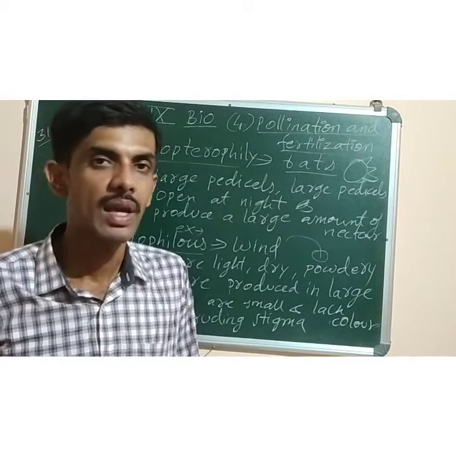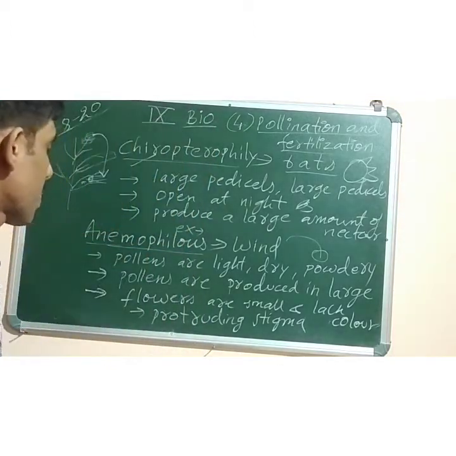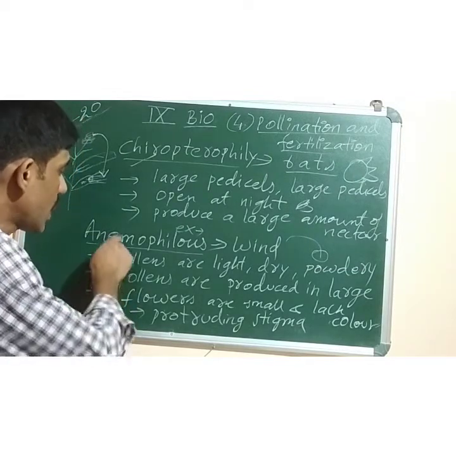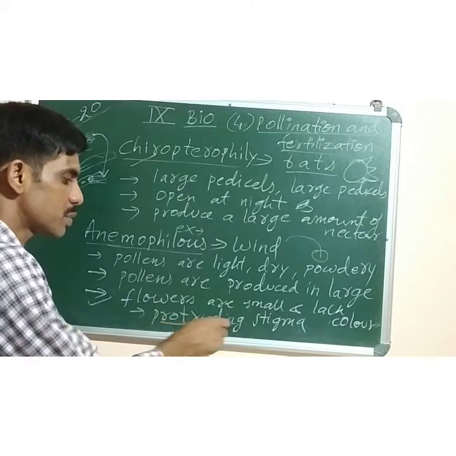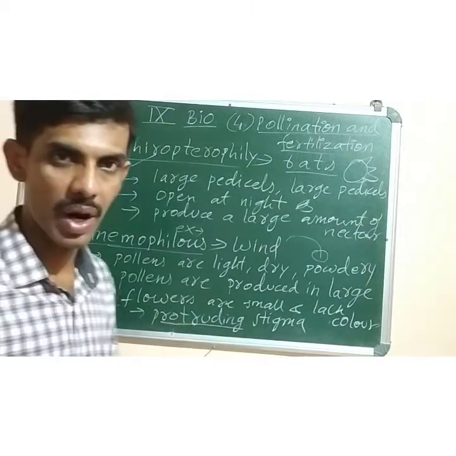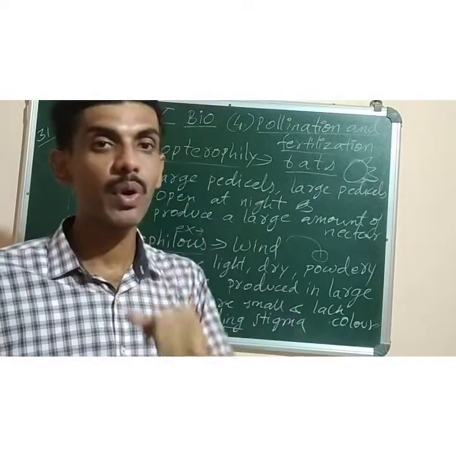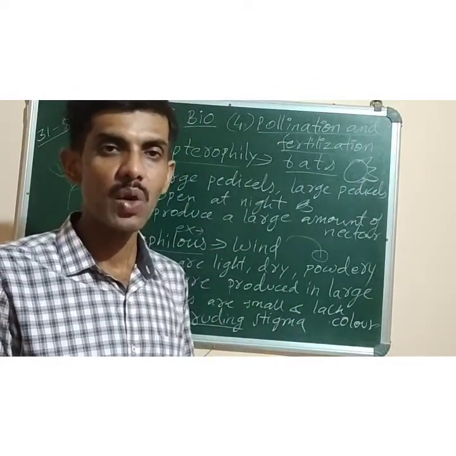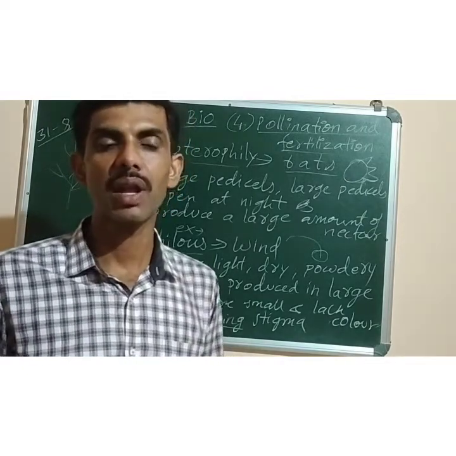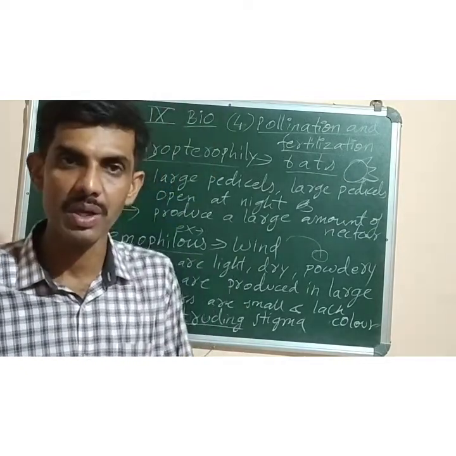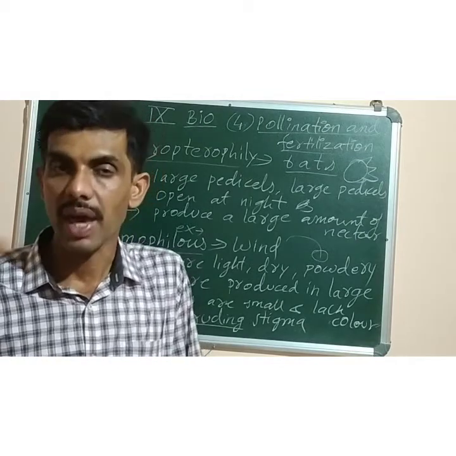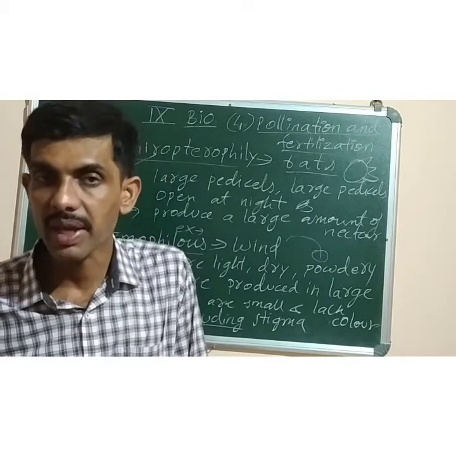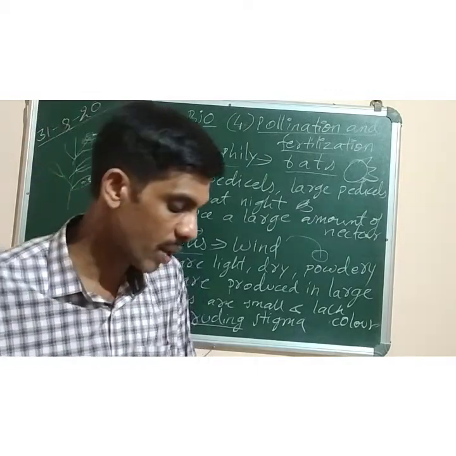Then next you can write, in insect pollinated flower, the stigma is sticky, whereas in wind pollinated flower, the stigma is protruding, that is hanging outward. Then you can write insect pollinated flowers do not produce plenty of pollen grains, whereas in wind pollinated flowers plenty or large quantity of pollen grains are produced so that they can be carried from one place to the other, because most of the pollens are wasted while being carried by the wind from one place to the other.